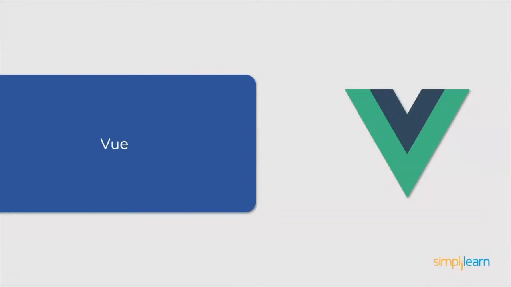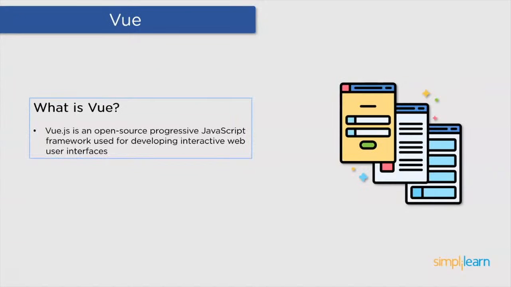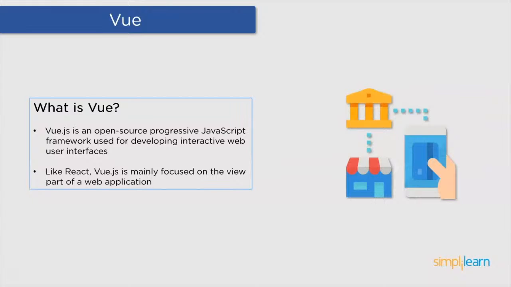Now that we know quite a bit about the two popular front-end frameworks, namely React and Angular, let's now go ahead and learn a bit more about the Vue.js library. Now what exactly is Vue? Vue is a lightweight and open source progressive JavaScript framework used for developing interactive web user interfaces. It is meant to be integrated with other libraries to develop a complete web application. Like React, Vue.js is mainly focused on the view part of the web application and hence it's a bit faster when compared to Angular, which is a complete web application solution.